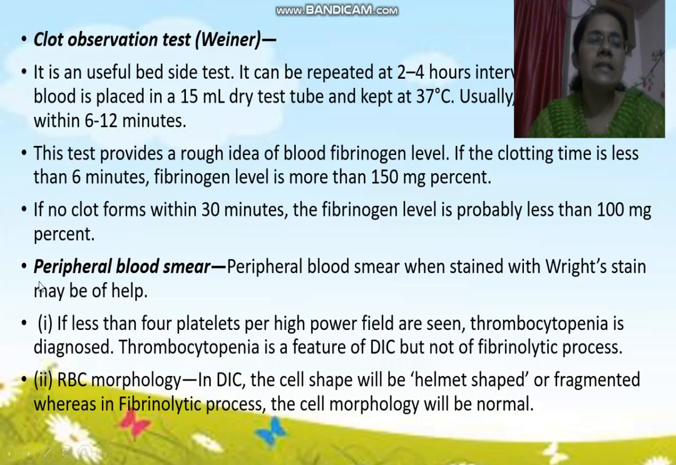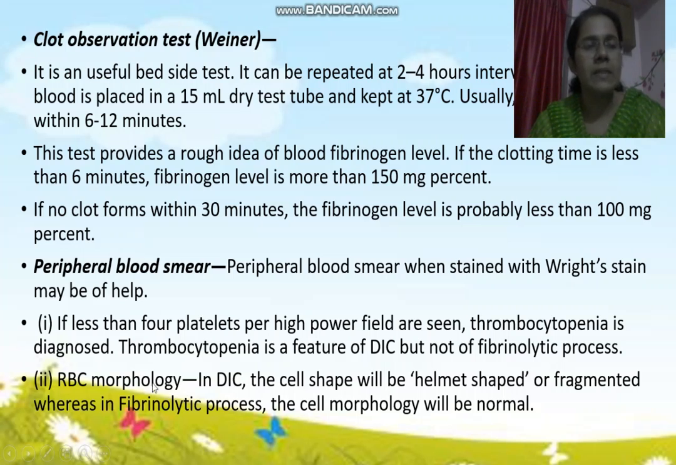Then next is the peripheral blood smear test. When stained with the right stain, if less than 4 platelets per high power field are seen, thrombocytopenia is diagnosed. Thrombocytopenia is a feature of DIC but not of the fibrinolytic process.